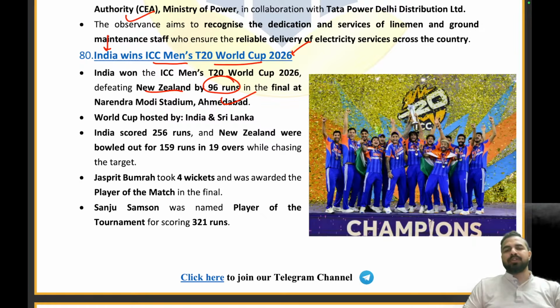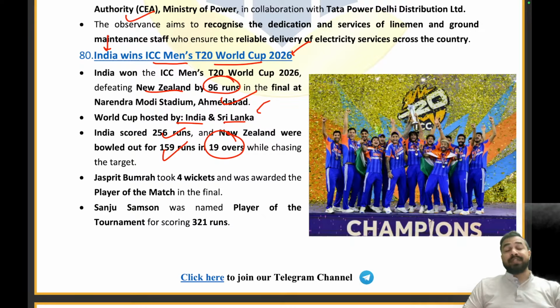The final was held in Narendra Modi Stadium, Ahmedabad. The World Cup was overall hosted by India and Sri Lanka. India scored 256 runs, but India bowled out New Zealand for 159 runs in 19 overs, winning the World Cup by 96 runs.